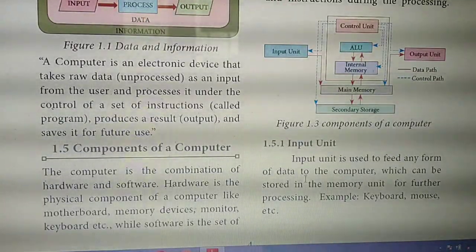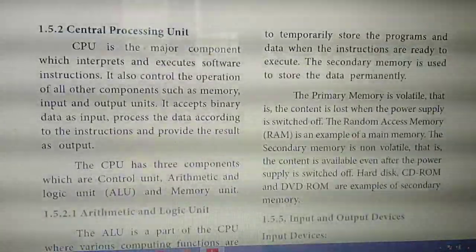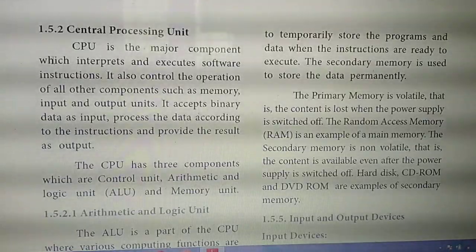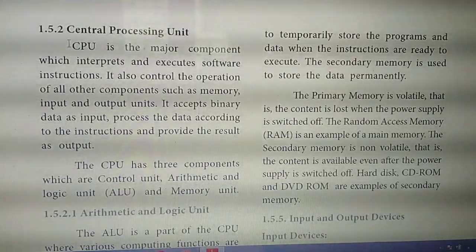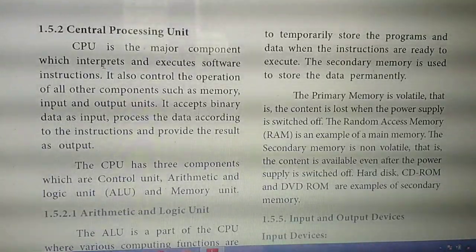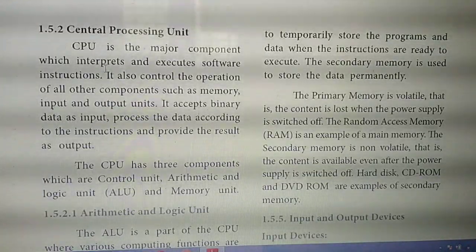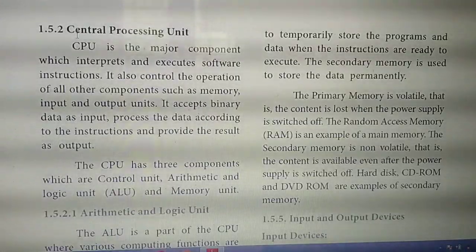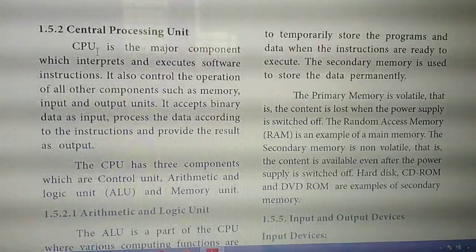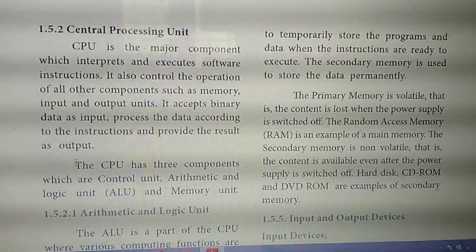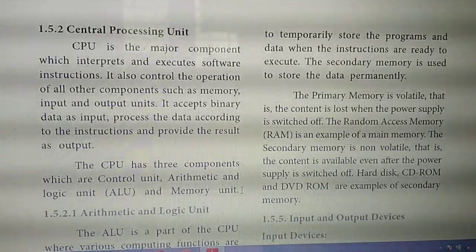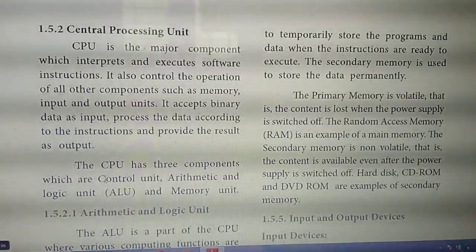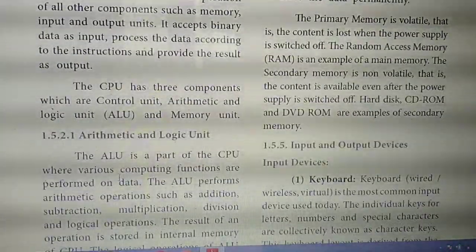Components of computer in full. Input unit also, you need to write in full. CPU: mark it from here. CPU is a major component, up to instructions, enough. This paragraph up to instructions. Then these 3 lines: CPU has 3 components, control unit, arithmetic logic unit, memory unit. These 3 lines and the next 3 lines. Understand? This paragraph, that's enough.